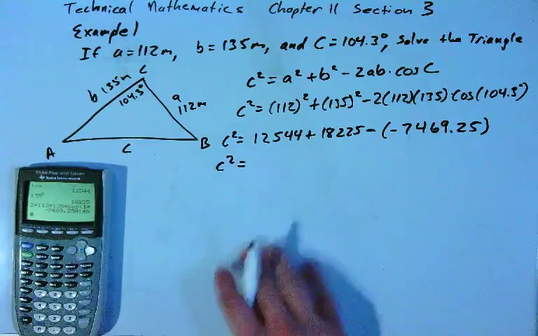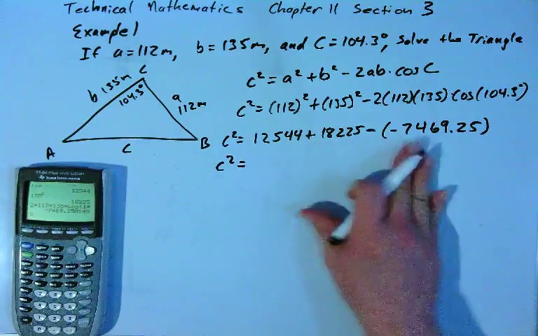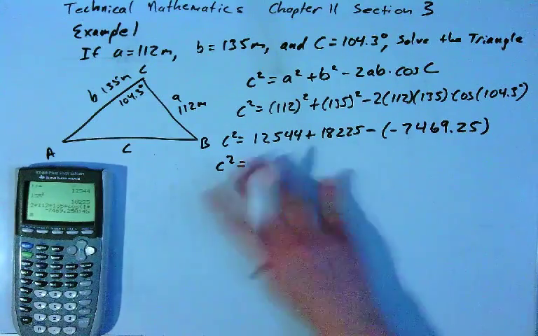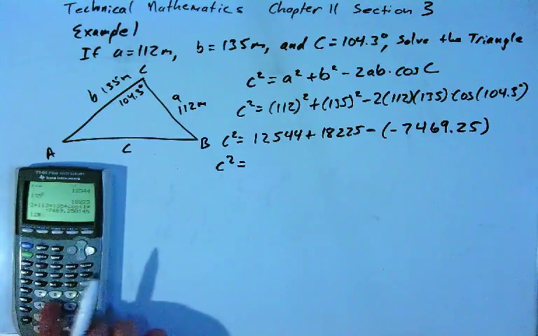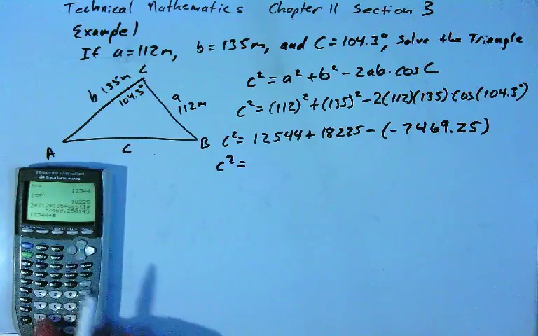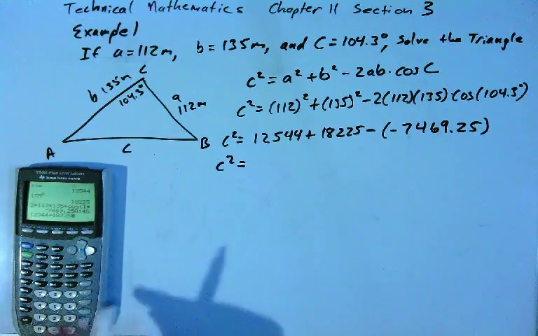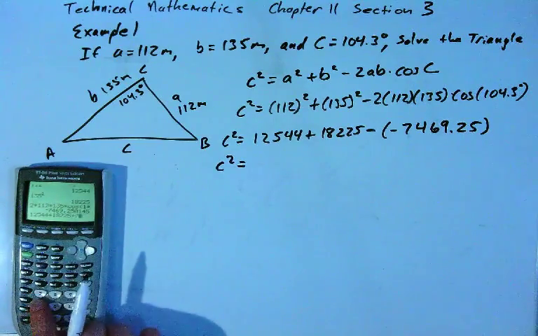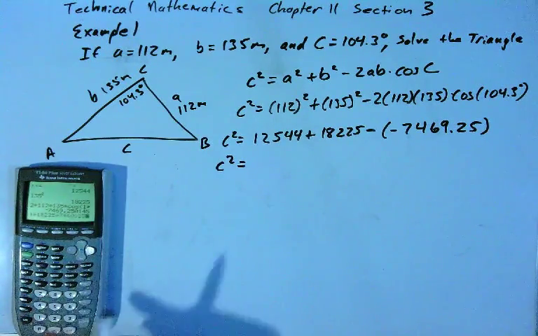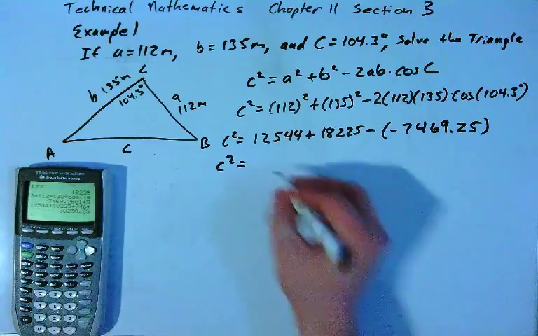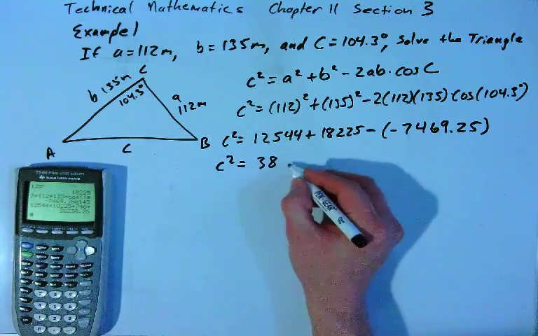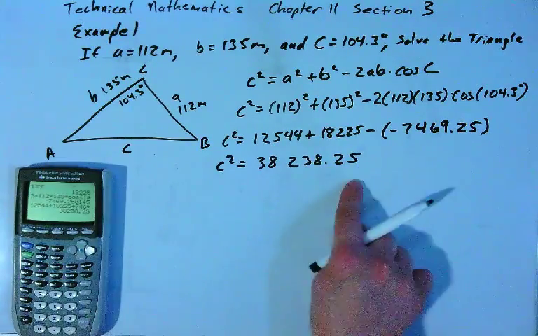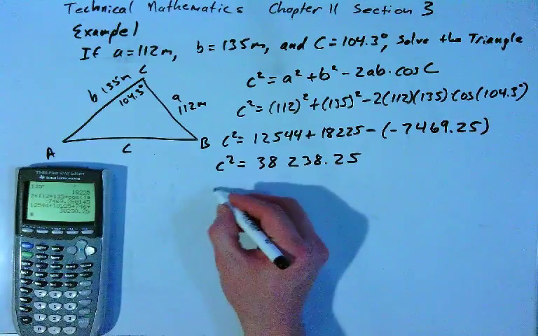And so c squared will be equal to, so I'm going to add these together and subtract this negative, which is adding, right? Subtracting a negative is adding. So I'm going to add all of these together. I've got 12,544 plus 18,225 plus, because I'm subtracting a negative, 7,469.25. When I add all of these together, I get 38,238.25. Last step is to take the square root of both sides.